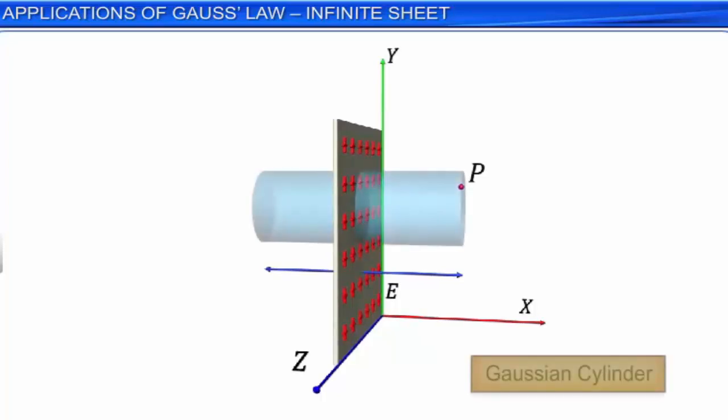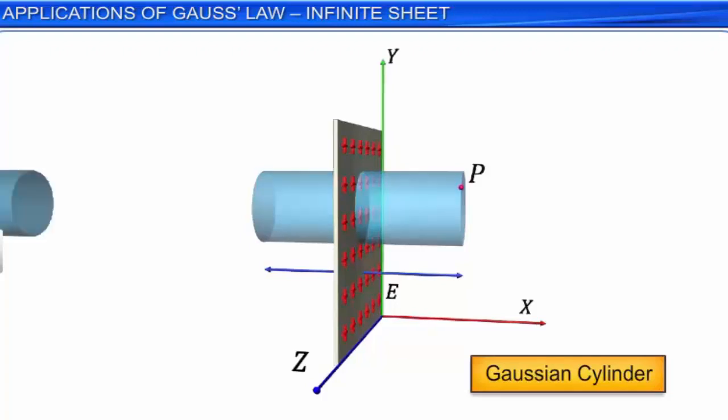consider a Gaussian cylinder, one of the plane faces of which passes through P, and as such, the plane face is parallel to the plane of the sheet of charge. The point P is at a distance x from the sheet of charge. The point P lies on the circular surface of the Gaussian cylinder. We see that the cylinder extends to the other side of the sheet of charge, and the plane faces of the cylinder are equidistant from the plane sheet of charge.